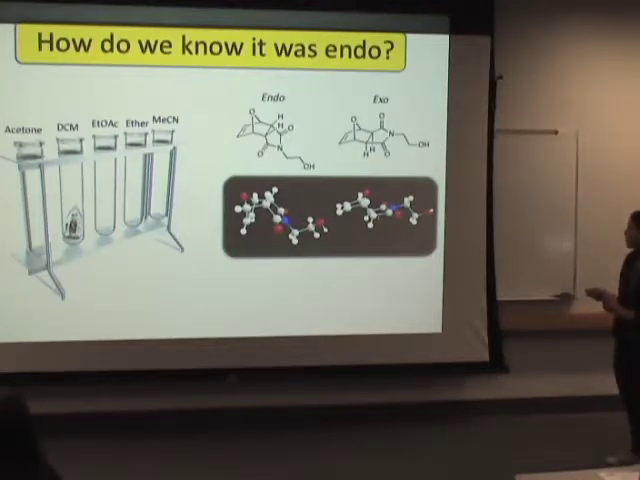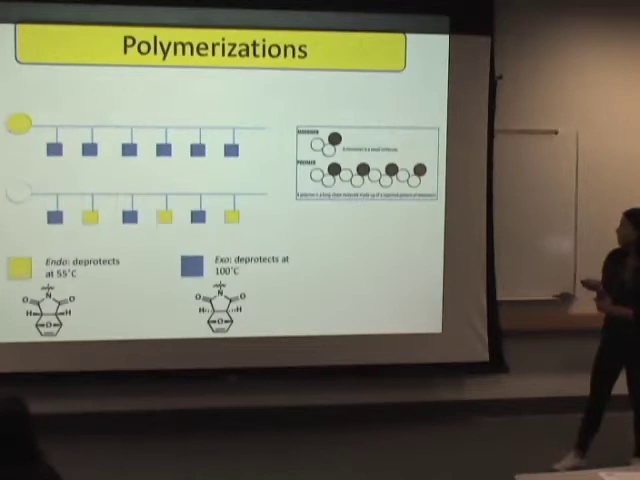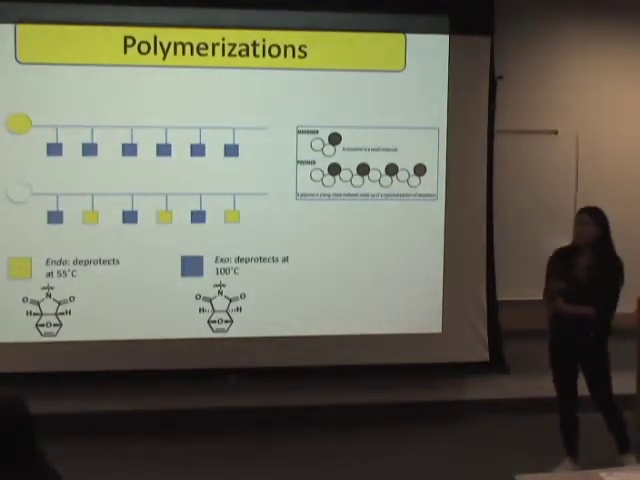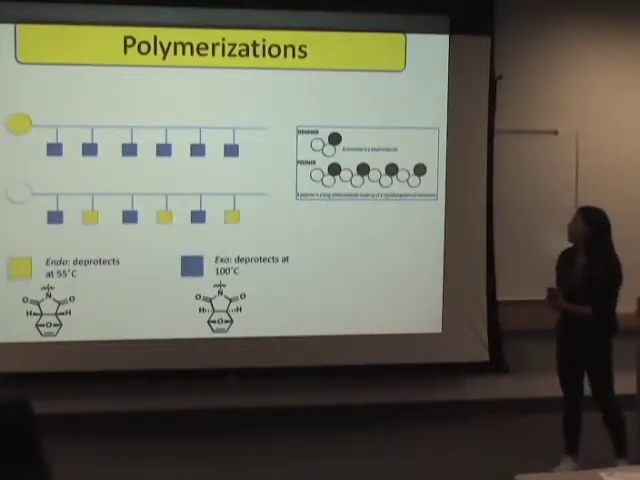So endo and exo are very similar. So how do we know that we actually synthesized the endo, because we can't really put it under a microscope and see that it's the endo? So we use something called NMR, or nuclear magnetic resonance spectroscopy, and this is a proton NMR, and it would tell you the number of different hydrogens that you have in your compounds.